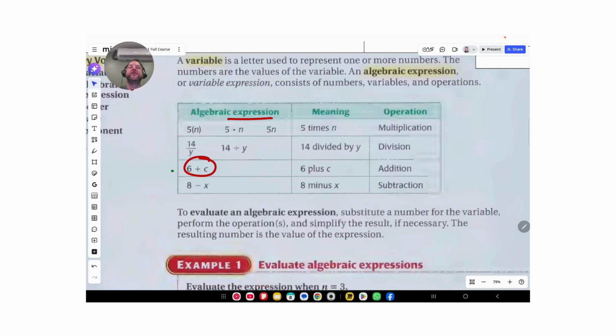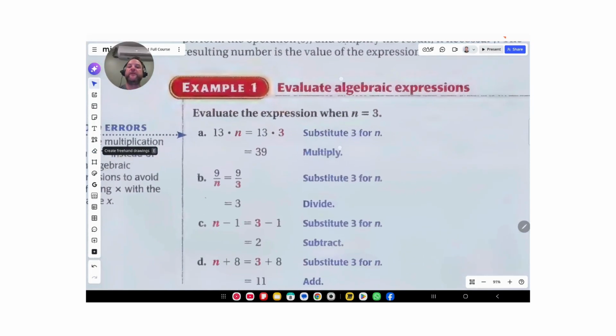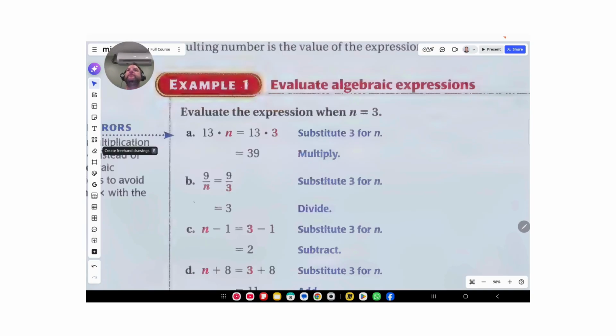All right, so an algebraic expression or variable expression has numbers, variables, and operations. Like 6 addition would be plus c, or 8 subtraction would be minus x. These are expressions, not equations though. Equations have an equal sign. Now let's evaluate. Here's our first problem. Evaluate the expression when n equals 3.